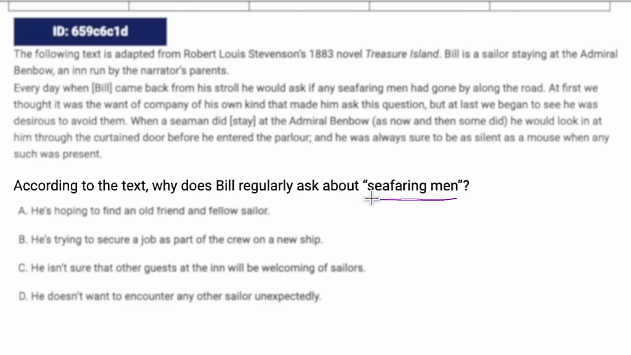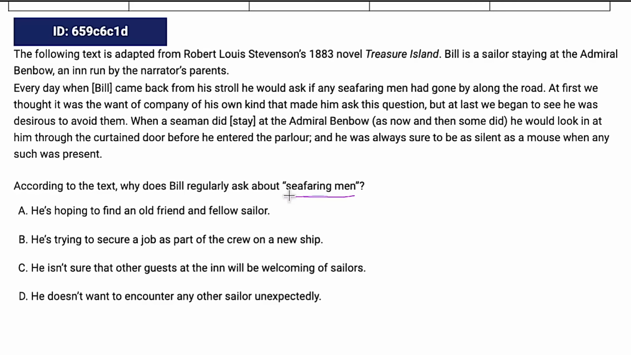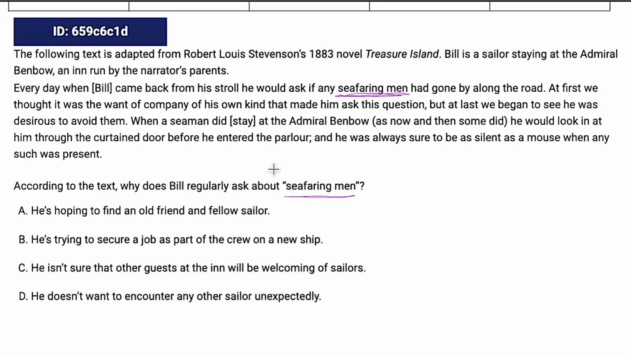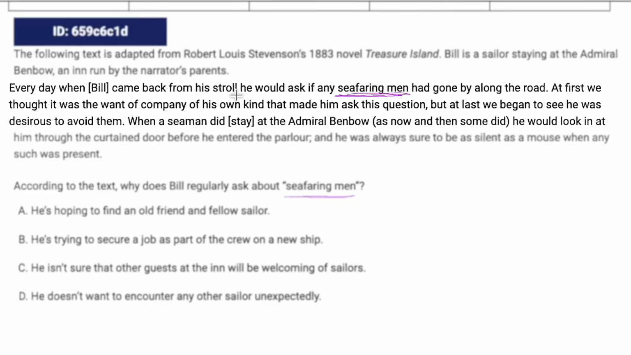So rather than start reading through the whole thing like I would normally do for a main idea question, I'm just going to pass over this with my eyes looking for seafaring men. And pretty quickly I see seafaring men right here, right? So now I'm focusing on this part. It also says he would ask. So he would ask if any seafaring men had gone by.